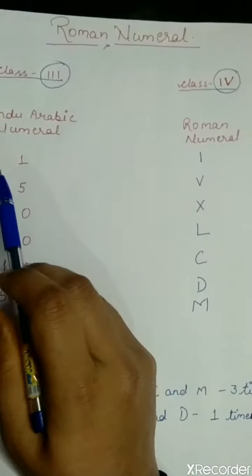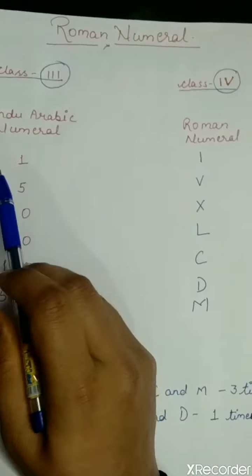Okay, so let's learn how to write. This is the Hindu Arabic numeral which we learn from childhood. How will we represent 1? 1 means I. 5 means V. 10 means X. 50 means L. 100 means C. 500 means D. And 1000 means M. This chart is very much required to learn Roman numerals because this is completely basic.